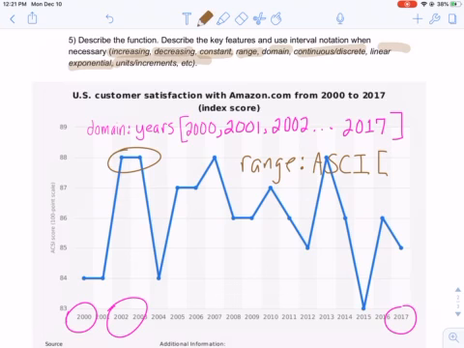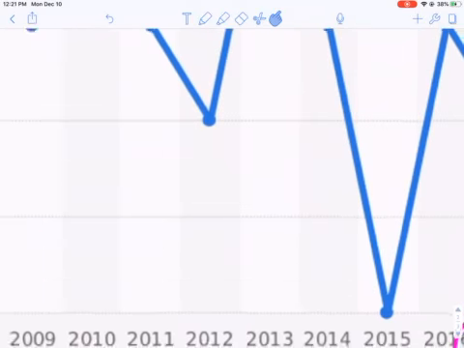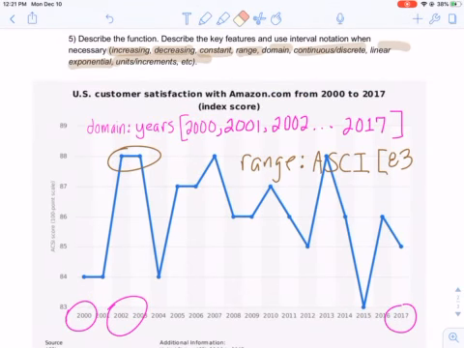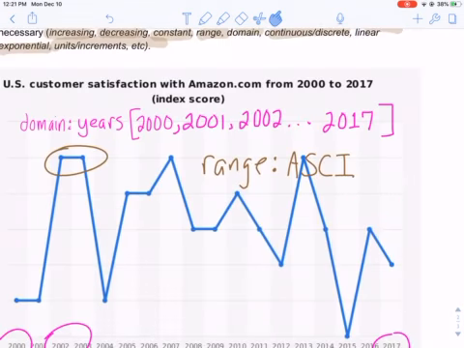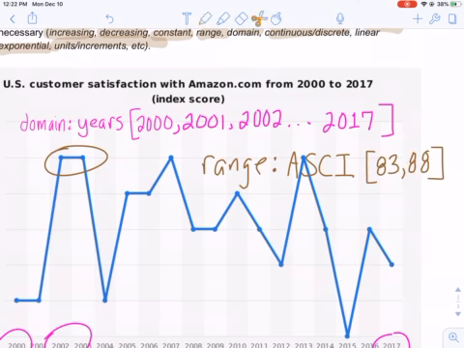So let's see, we get down to 83, and we do have a solid dot there. If you notice, solid dot. So I'm going to go with a bracket. And I also have a bracket for my 88 up here. So I'm going to go with two brackets, 83 and 88. So I've established my domain and range.